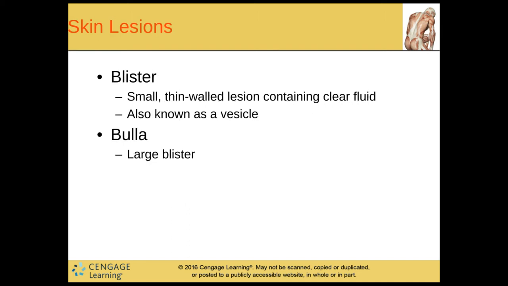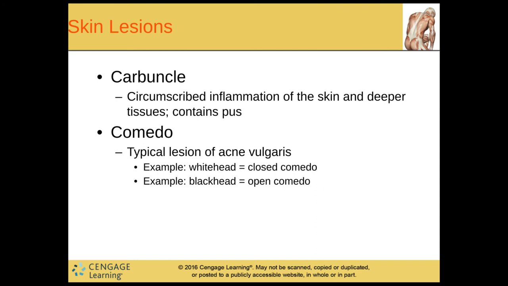Okay. Then we have a blister. This is a small, thin-walled lesion containing clear fluid, also known as a vesicle. Think of if you wear shoes that are a little bit too tight, you might get a blister, right? A small blister is known as that, and then a bulla is a larger blister of the skin. And then we have a carbuncle. This is a circumscribed inflammation of the skin and deeper tissues that contains pus.